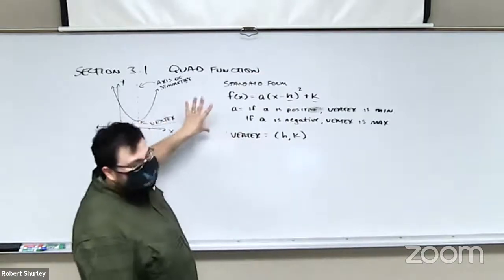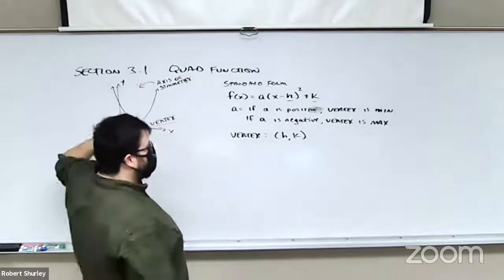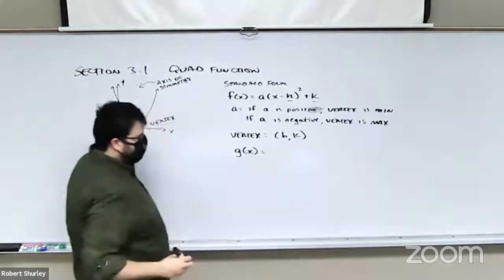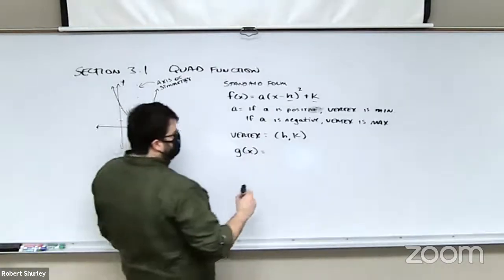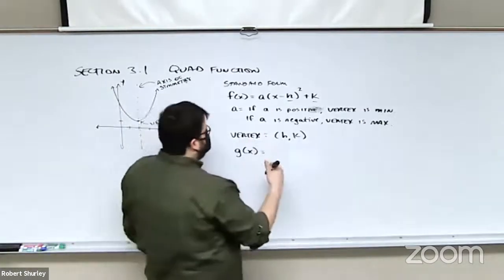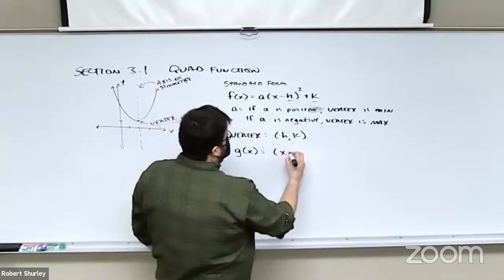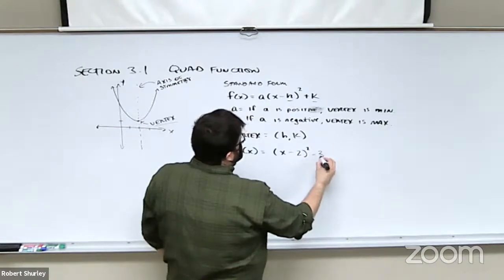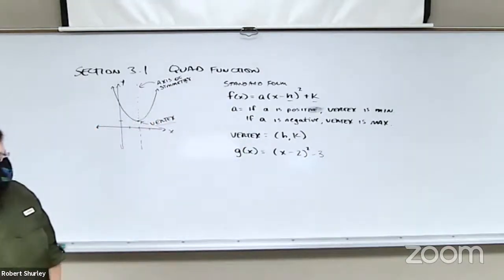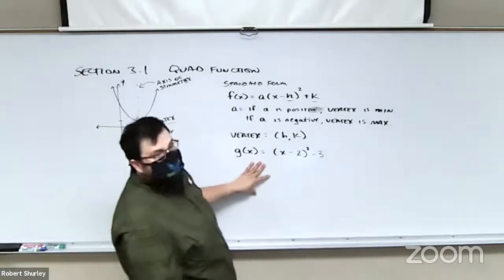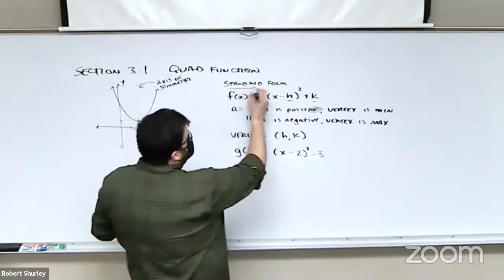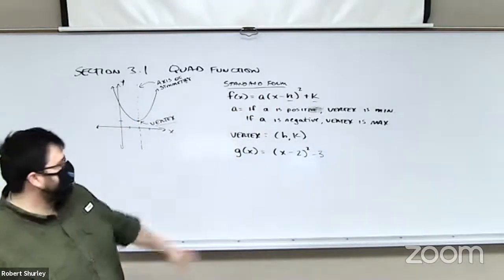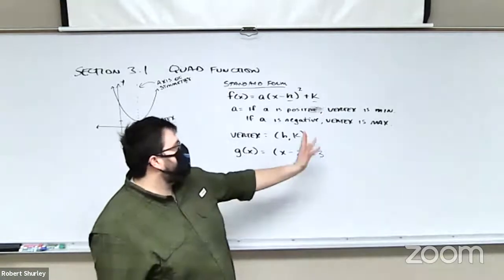So let's look at an example of this and we'll kind of draw it over here. So let's say we had g of x equals, let's say just a is 1 for now, okay? So x minus 2 squared, let's say minus 3. x minus 2 squared minus 3. This is something that would be in this standard form of a quadratic. So g of x equals x minus 2 squared minus 3.